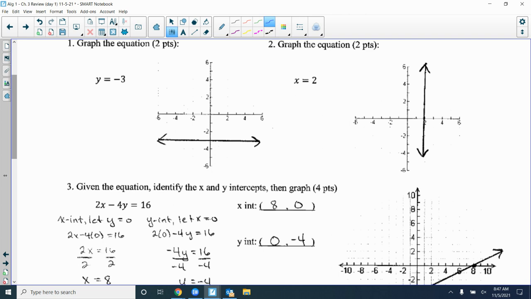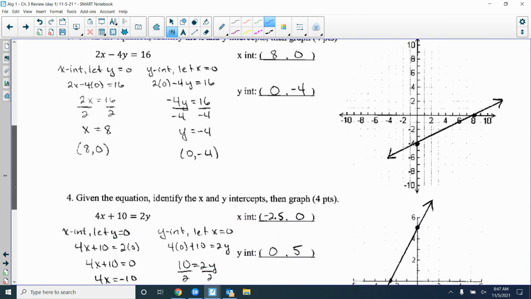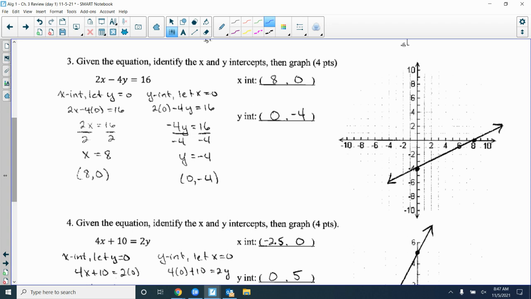Actually, for the first two, much better than usual. A lot of people miss these horizontal and vertical lines. You've got to make sure you put arrows on all your lines. Okay, so this should be y equals -3, x equals 2. Now, 3 and 4 both say find x and y intercepts. I went through the whole thing. Okay, I got everything here for you. You should get 8, 0. You should get 0, -4.